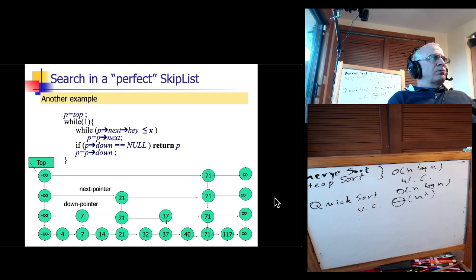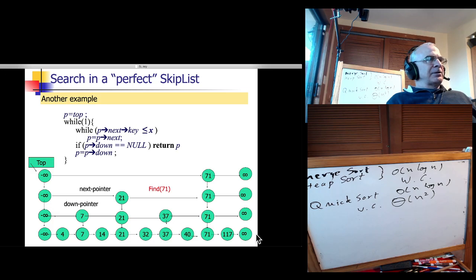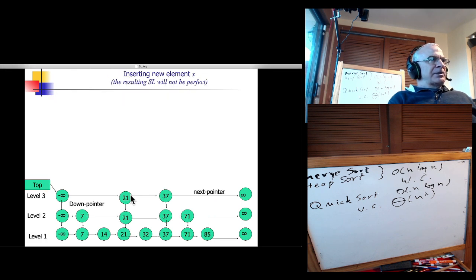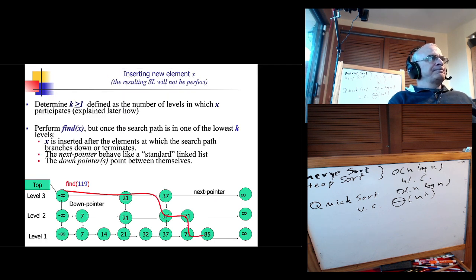Okay, we talked about what a perfect skip list is, in which every second element from the lowermost level is promoted to create level 2. Then I go on level 2, promote every second element to create level 3, and so on and so forth until I'm running out of elements, out of keys. And we talked about the running time, never more than log n.